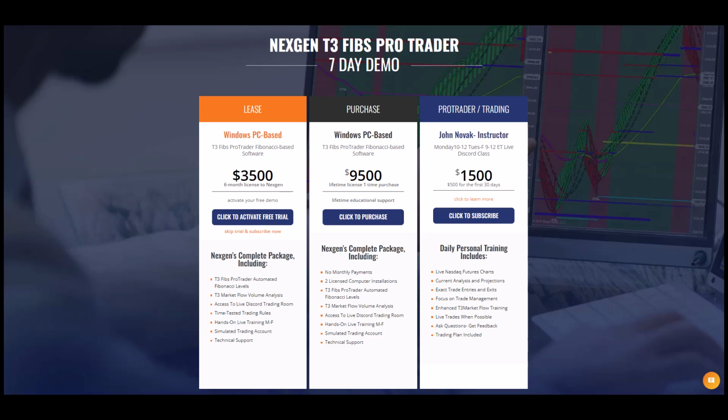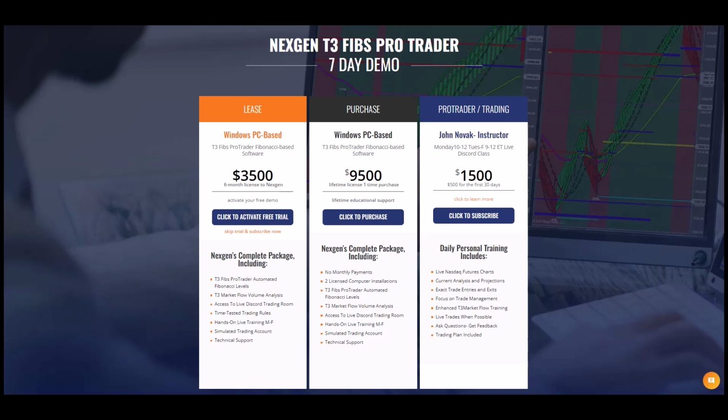And then in addition to our free Discord training room, we have an advanced training room where myself, John Novak, will run the live NASDAQ market. We'll talk about some of the advanced trades that we do. We'll do some live trades in the room and give users the opportunity to take their trading from basics to a much higher level.